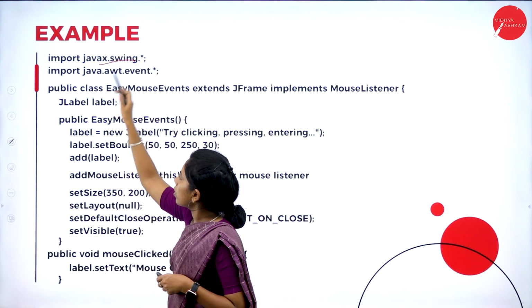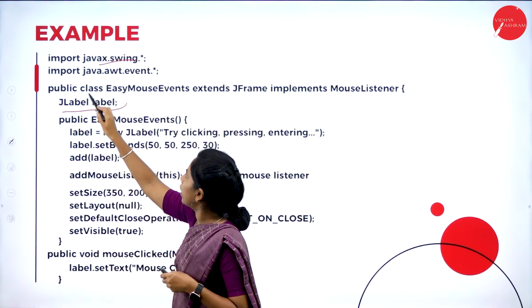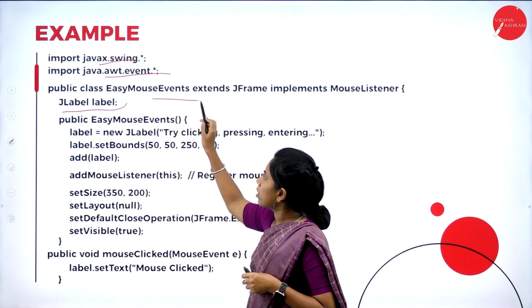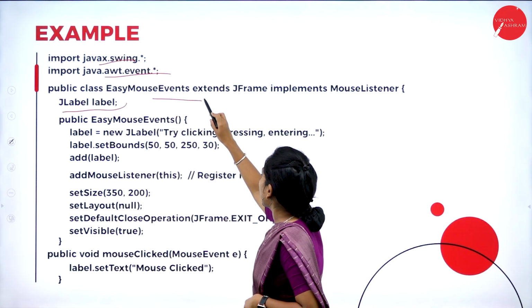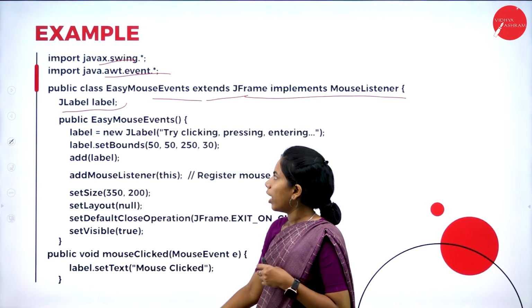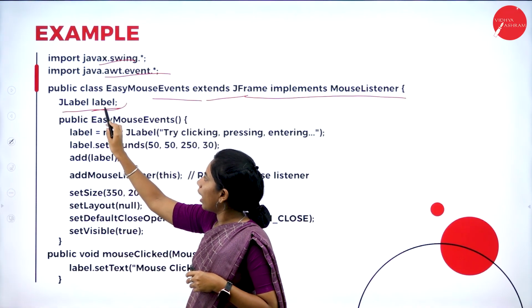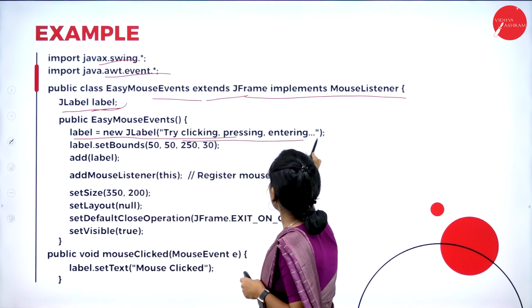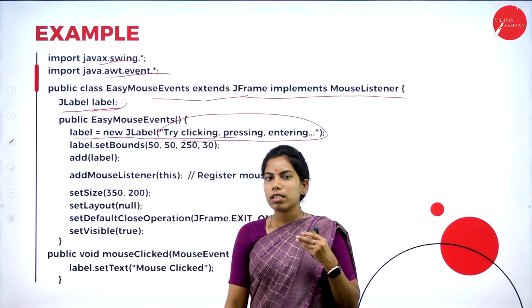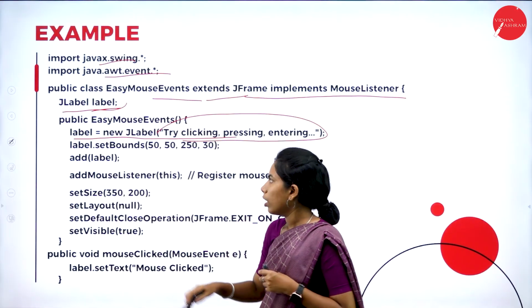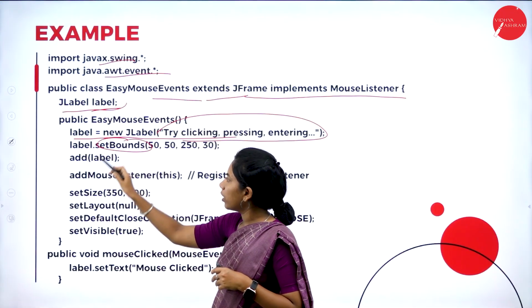Again we need javax. Why? Because we use a JLabel here, and AWT for the event occurrence. We give a simple class name, extend from JFrame, and implement the MouseListener interface. After that a JLabel will be added using new JLabel, with text such as clicking, pressing, and entering. This is a label, a JLabel.